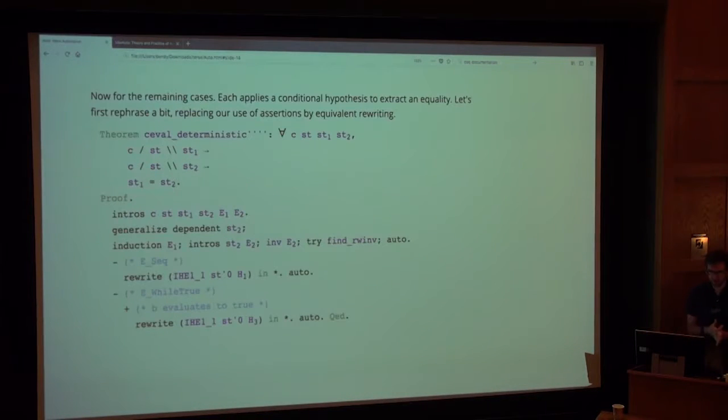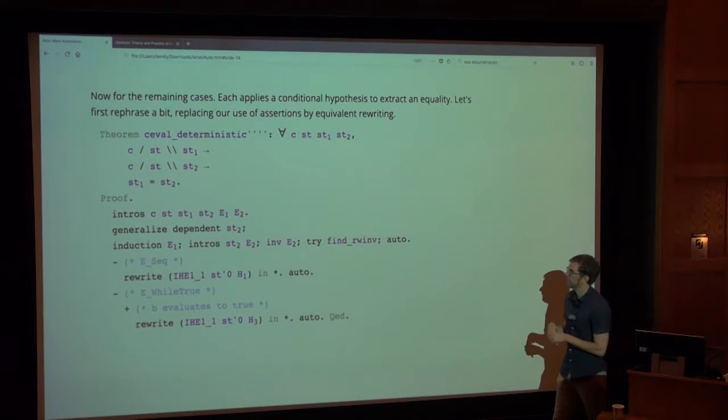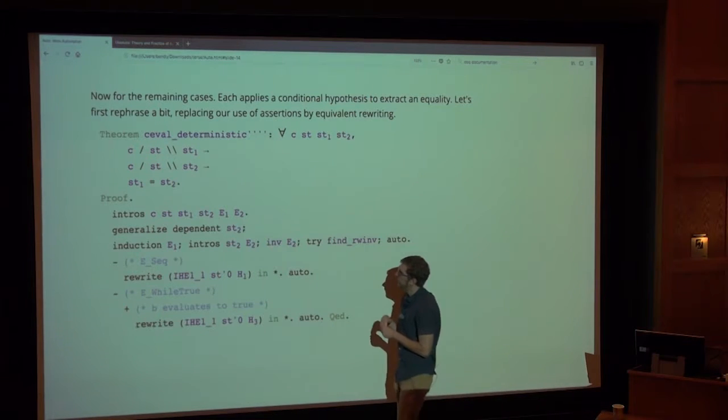Okay, so there's that example. Right, so let's look at the remaining cases. We're down to almost all of the cases being solved by one tactic. Let's look at what else is left.